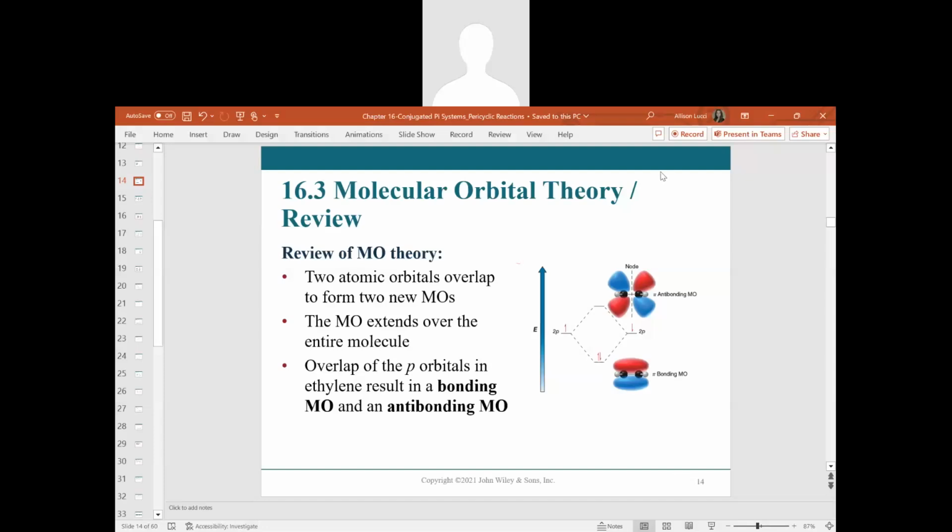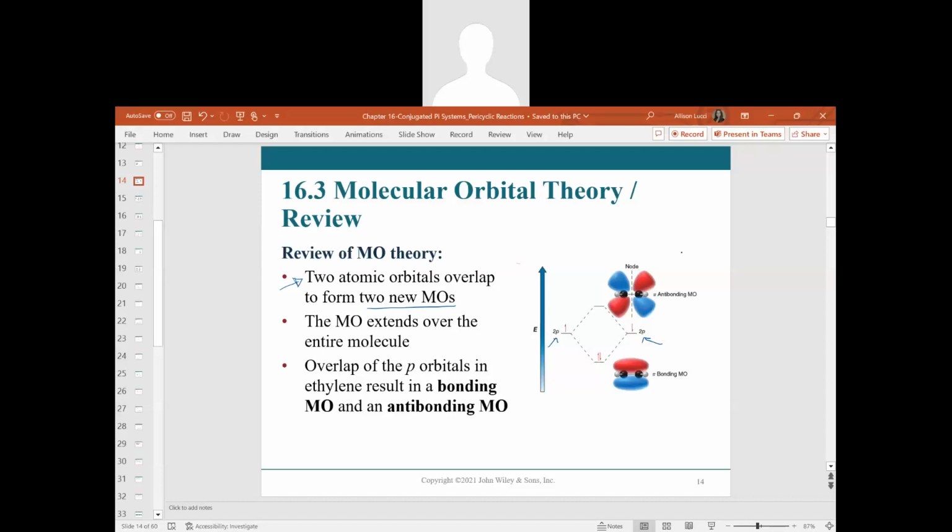In the next section of Chapter 16, we're going to review molecular orbital theory and see how it applies to this section specifically. When we look at atomic orbitals, so we have atomic orbital theory, when we combine our p orbitals, like so, we can create two new molecular orbitals. So if you recall, the number of atomic orbitals in would equal the number of molecular orbitals that are produced.